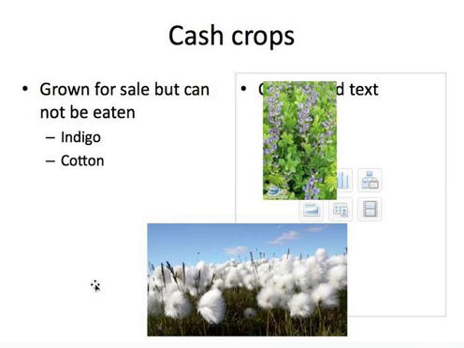The cash crops. Now, famously, the two cash crops that we're going to study, because it'll help us understand the independence movement in India later by Gandhi, is indigo. And indigo is this plant right here, and you use indigo to stain cloth to get purples and blues, and cotton. Now, why are they called cash crops? You can grow them for sale, but you cannot eat them. So that is how the Indian economy is changed by the British.